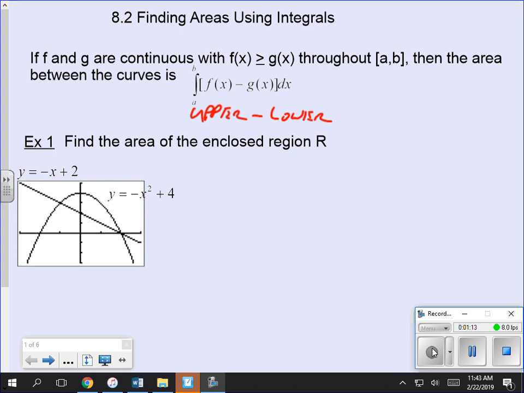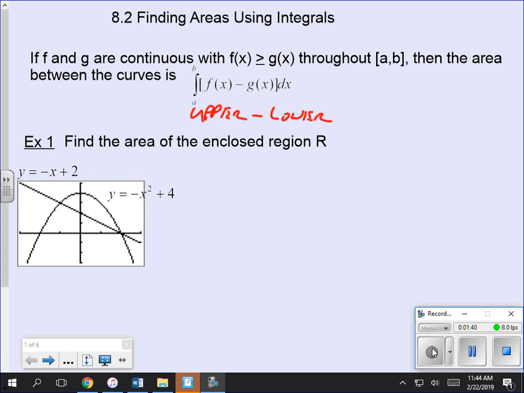Now, my first notion is to draw a diagram for every problem. Even if you're not given it on your homework, it will say find the area between the two curves and it will give you the two equations. And you've got to figure out which one's which. And we'll do a couple along those lines as we go through this.